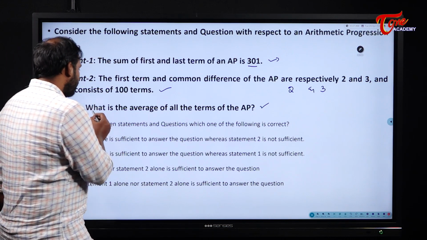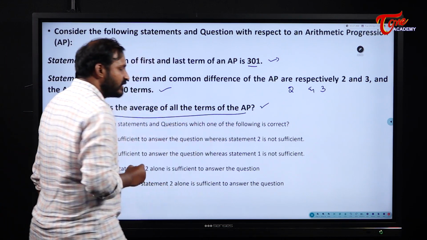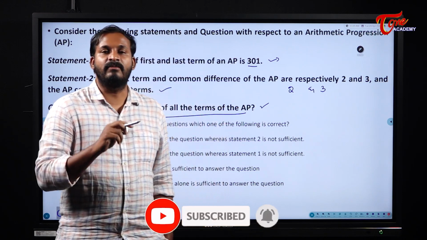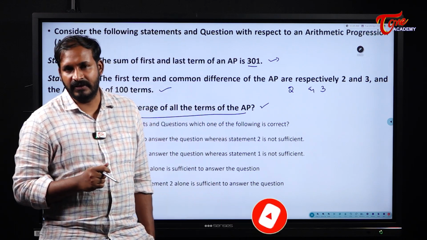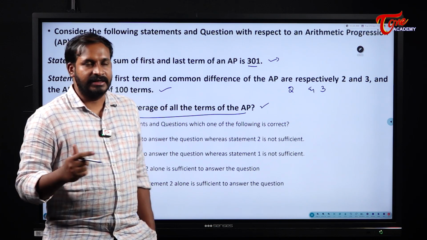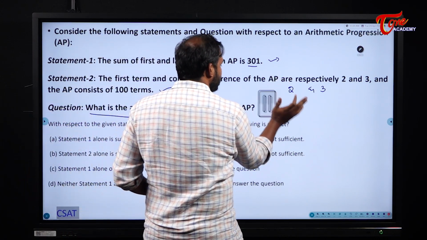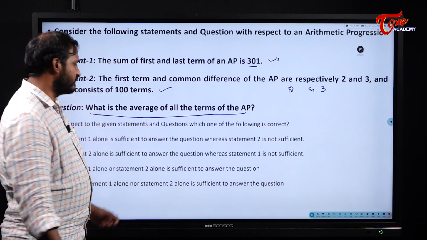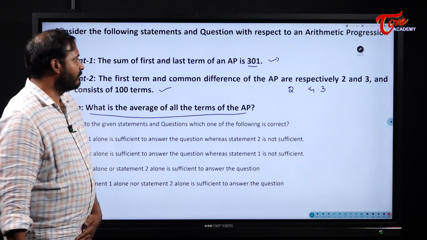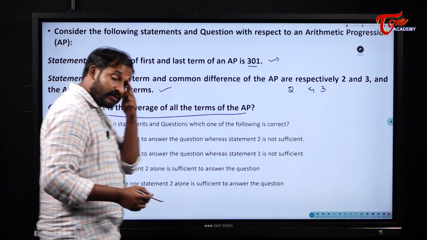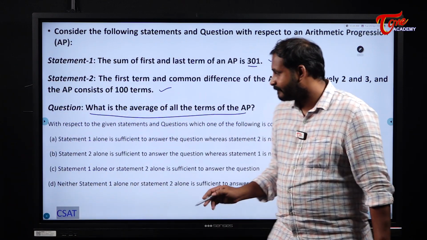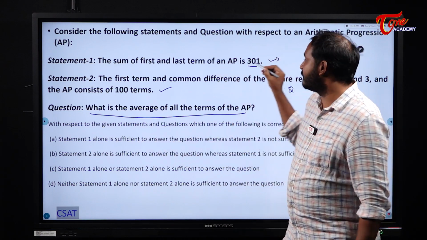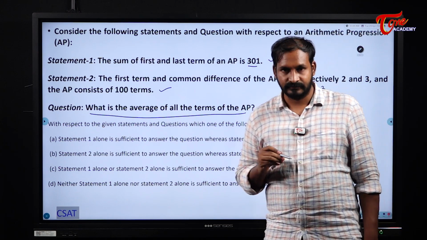Now, first of all, tell me how you will find the average of any numbers. Sum of the numbers by the number of numbers, right? In our last sessions we already saw how to calculate the average: sum of observations by number of observations. So to get the sum of numbers, first of all, what is the question they have asked us here? Statement 1 alone is sufficient. That means I need to check whether with only statement 1 I can find my answer or not.